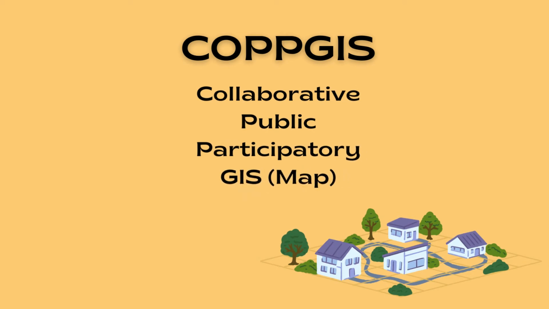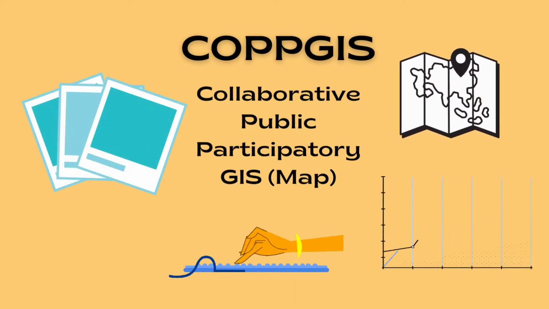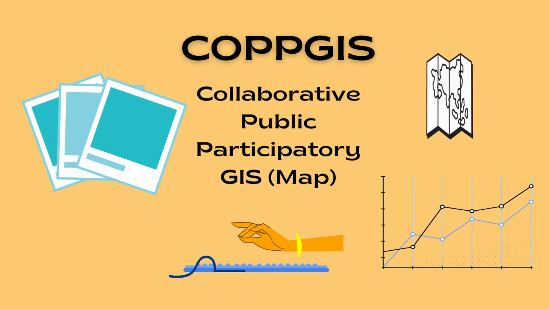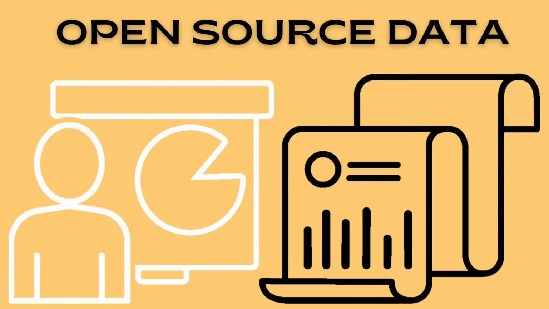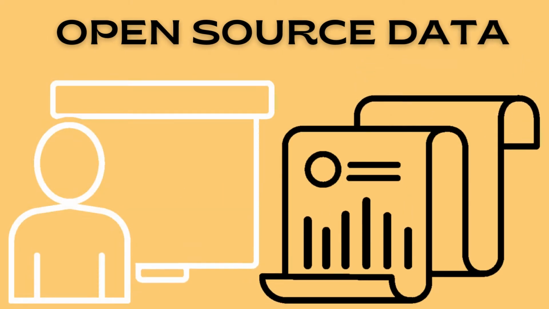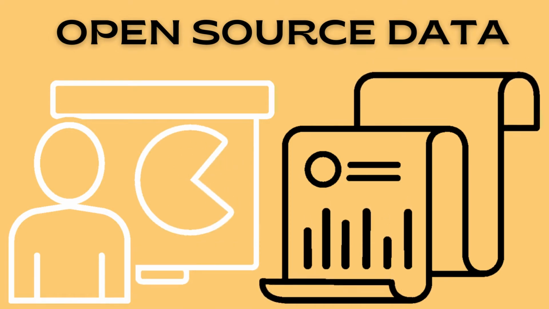Collaborative Public Participatory GIS is a web-based model of GIS program wherein collaborators can use images, maps, graphs, and text displayed on an underlying base map of interest to a community. Typically, CoPPGIS uses open source data. Open source data means any source code that is readily available or licensed for distribution or modification.